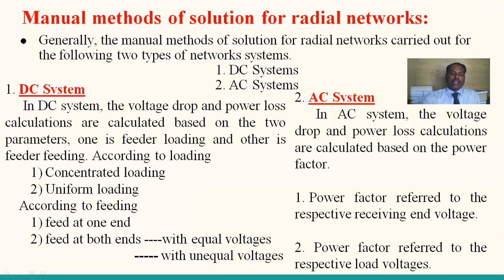and write how the voltage drops are manually calculated according to concentrated loading, otherwise feeding at one end, feeding at both ends. We'll come to the AC side: power factor referred to the respective receiving end voltages, otherwise power factor referred to the respective load voltages. The methodology as well as the problems for the DC system as well as the AC system are both executed very nicely in the second unit. So you go through it and take one example and represent how the voltage drop and power losses are calculated in the manual methods of solution for radial networks.